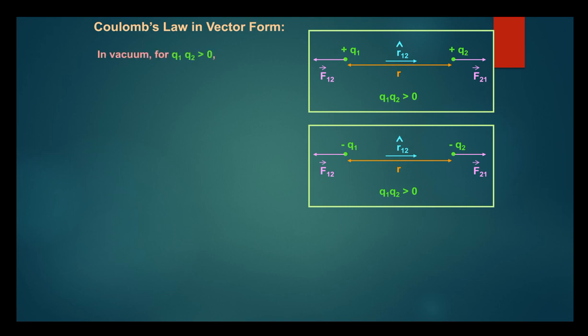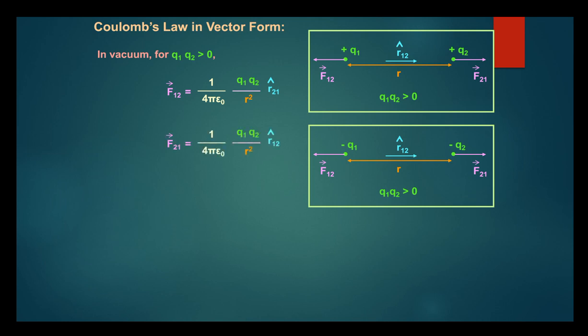Now for vacuum, for charges where the product of the charges is greater than 0, meaning like charges, we can see F12 is in the direction of the R21 unit vector. So we will write it as 1 by 4 pi epsilon naught Q1 Q2 by R square into R21 cap. Here the unit vector R21 is used because F12, as we can see in the figure, is directed towards the R21 unit vector.